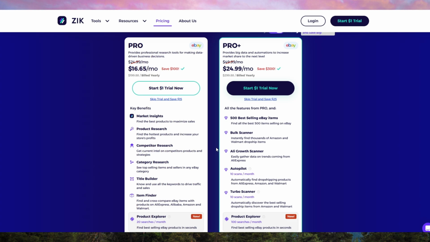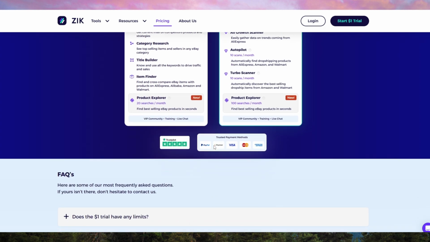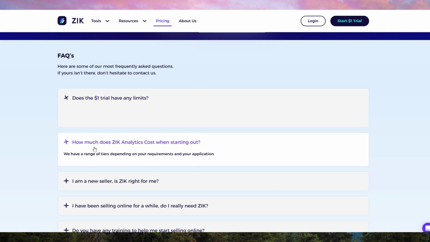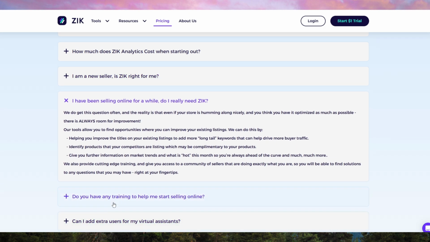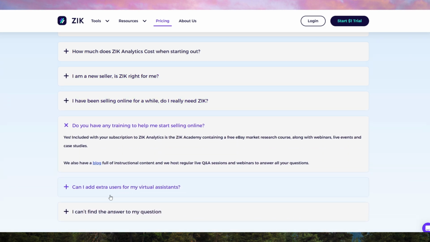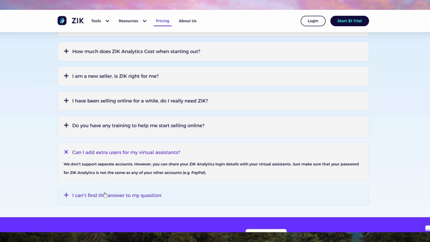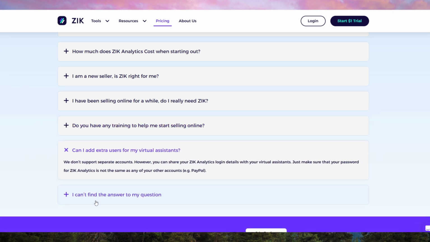strategy. In conclusion, Zik Analytics is a powerful tool with a lot of potential for eBay sellers, especially if you're focused on scaling your business with data-driven insights. While it may not be perfect for absolute beginners, it's a solid choice for anyone serious about e-commerce. If you want to save time on research and stay competitive, Zik Analytics is definitely worth considering.